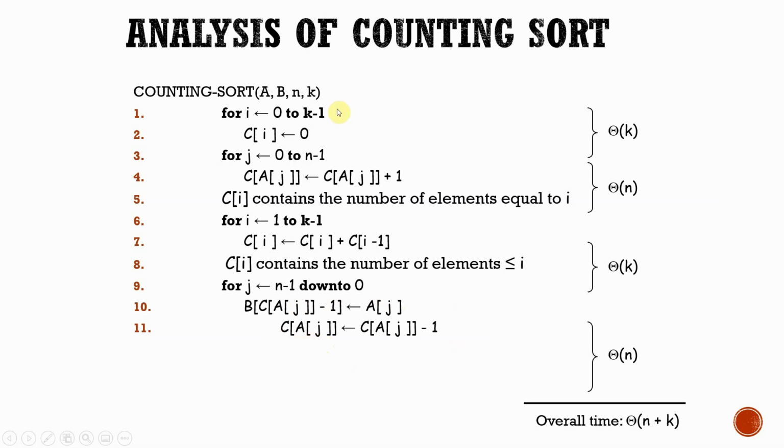If we follow this algorithm or this pseudocode, we see that the overall time is going to be in the order of n plus k. If k is a constant, then this is going to be in the order of n. And if k is smaller than n, or constant, this is going to be in the order of n. You see that we have 4 loops here, so it's basically 2n plus 2k, and that's why this is the order of n plus k.